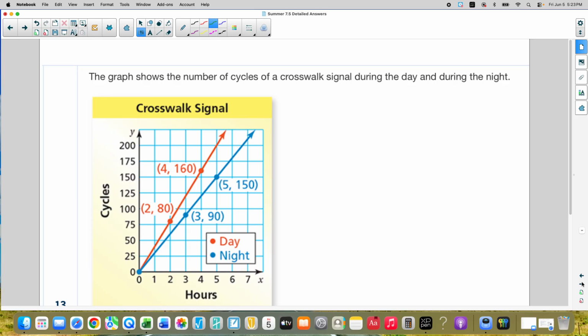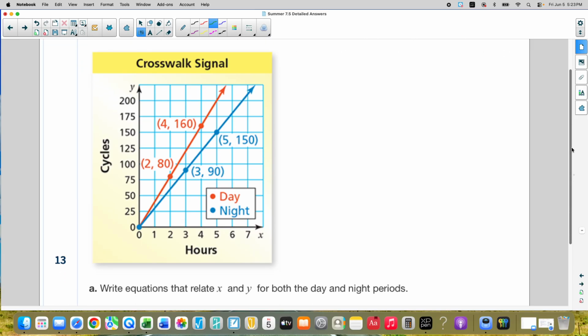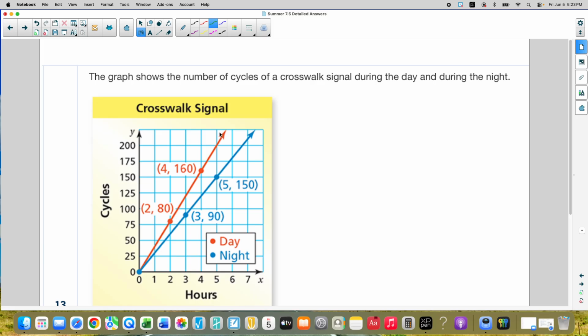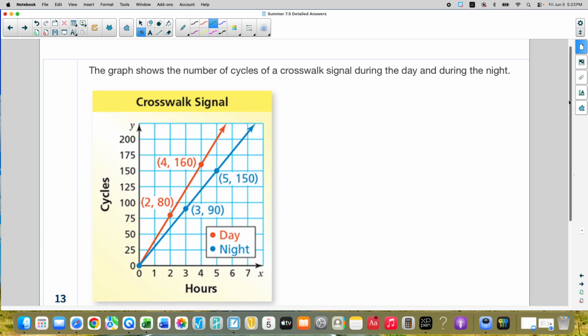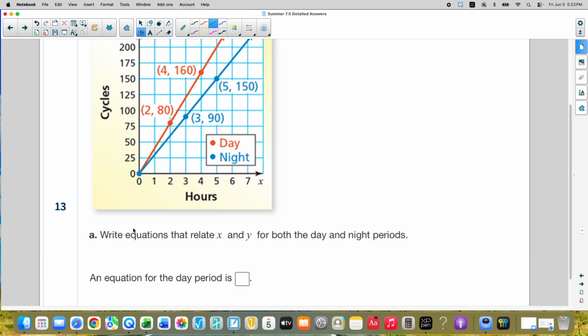The graph shows the number of cycles of a crosswalk signal during the day and during the night. So which one's night, which one's day? Day is faster than night. Night slows down. So now let's look at our questions. Write an equation that relates x and y for both the day and night periods. An equation for the day period is, so we're writing an equation for these 2 points. So we would find the slope, which is rise over run. So rise is, what's that, 25, 50.